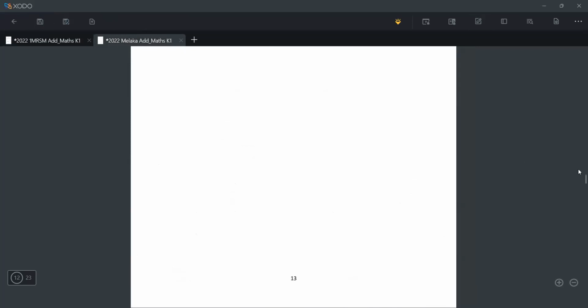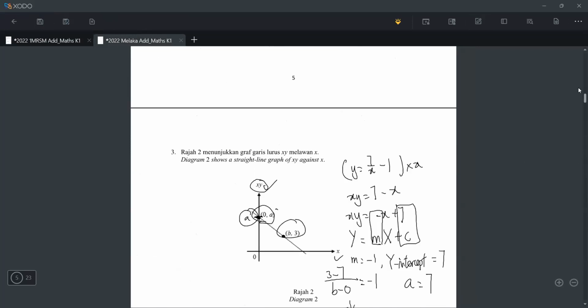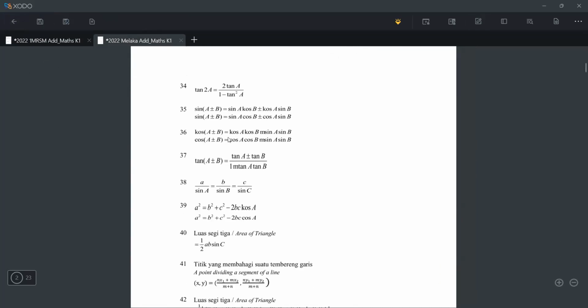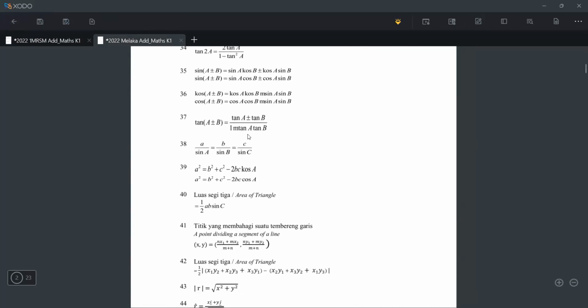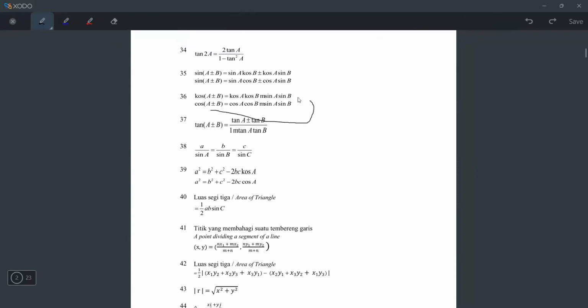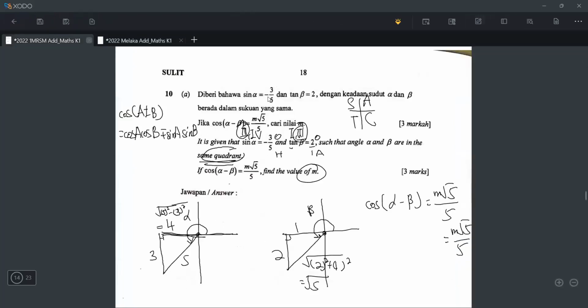Okay, this is the Malacca one. The reason I'm using Malacca punya state is because in the MRSM state, they never give formula. That's why. So yeah, I found it already. Can you see it? This one, cos A cos B minus plus sine A sine B. Okay. So yeah. Okay, let's come back here.